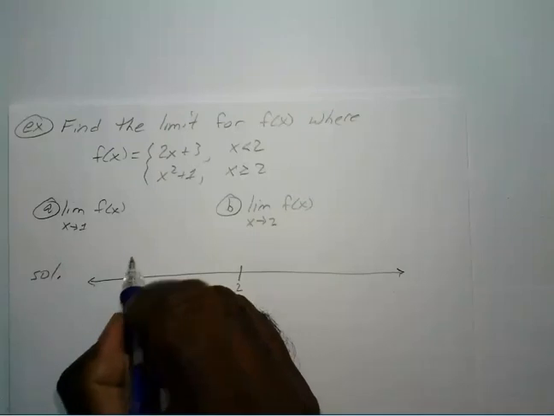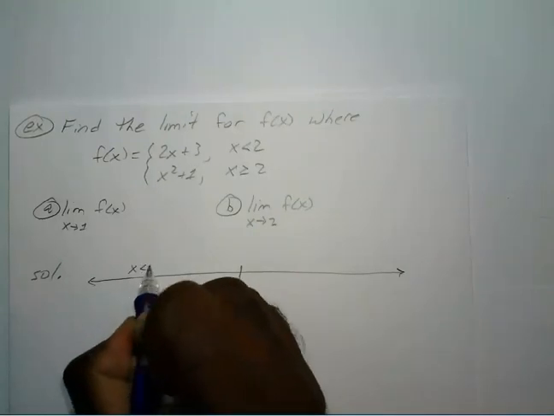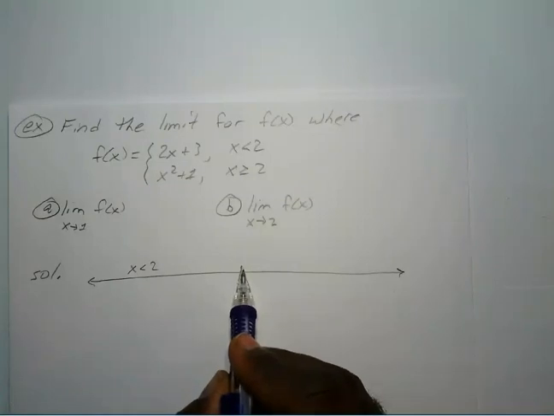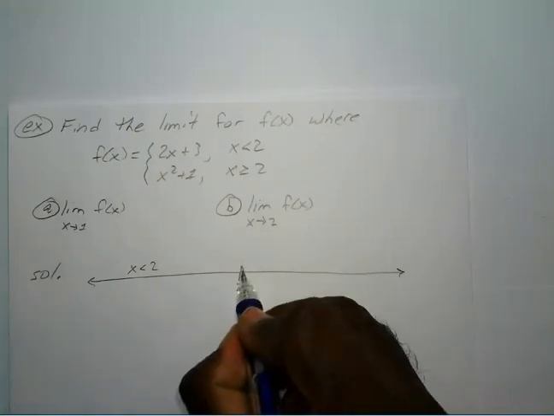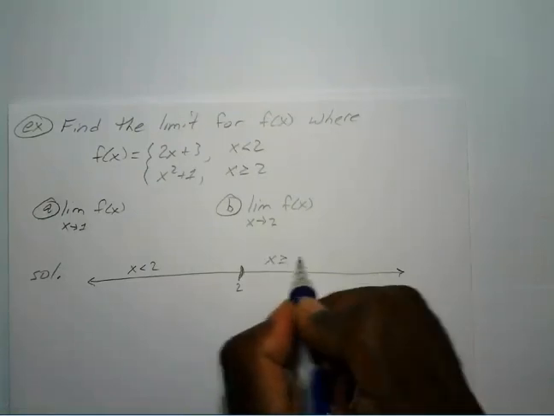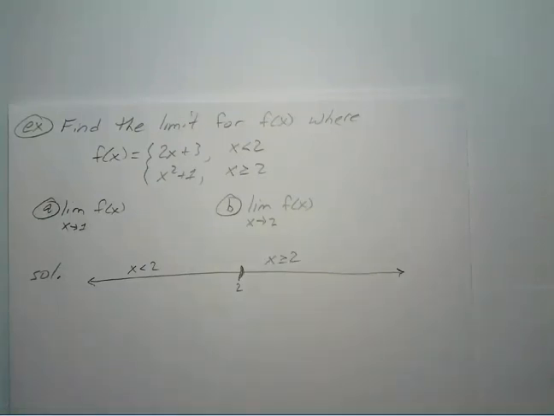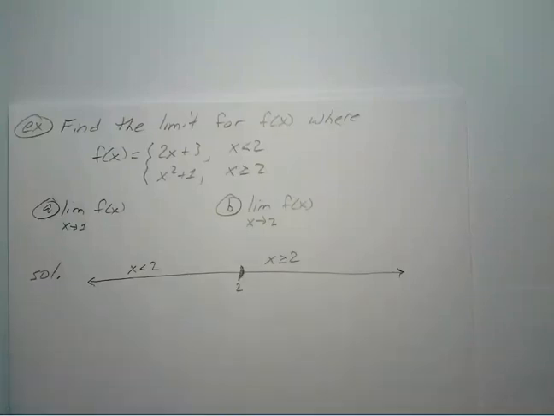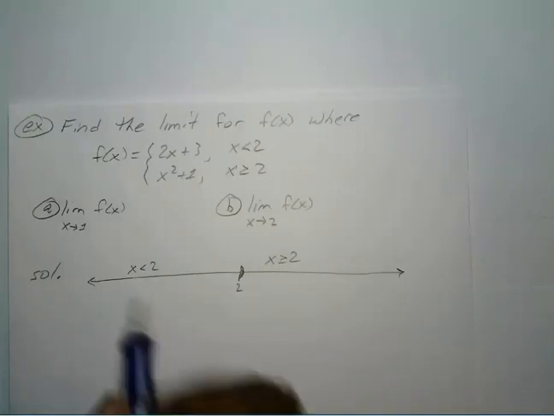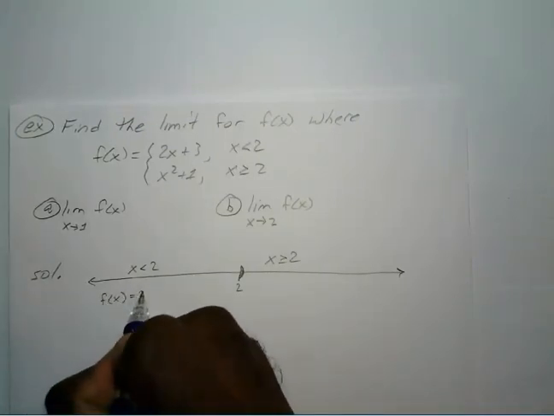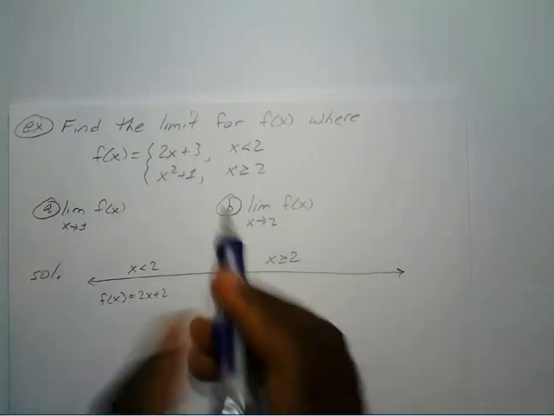Okay, so this is our x is less than 2, and we're going to include it on this side. We'll just fill in half of that one. And this is our x is greater than or equal to 2. So this should look kind of like a little half moon. We know that whenever x is less than 2, your f of x is equal to 2x plus 3. It tells us that up here.